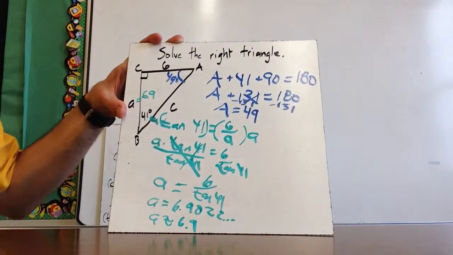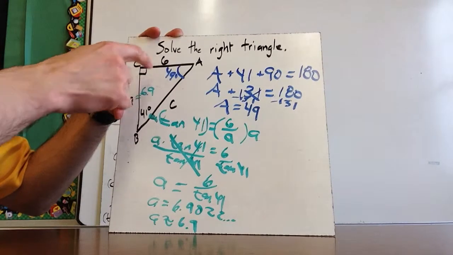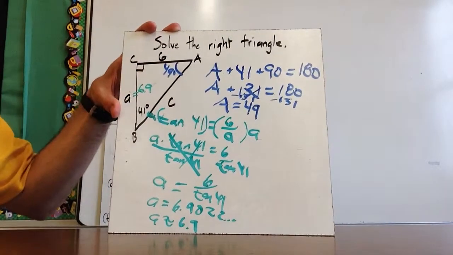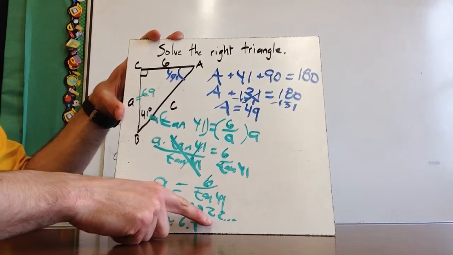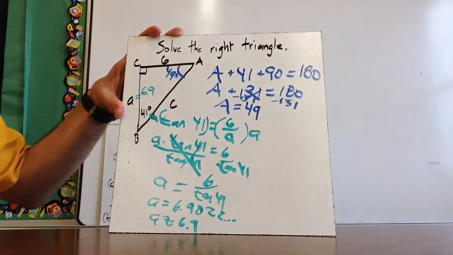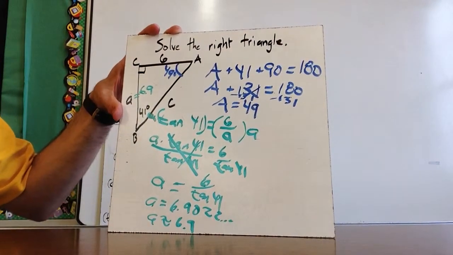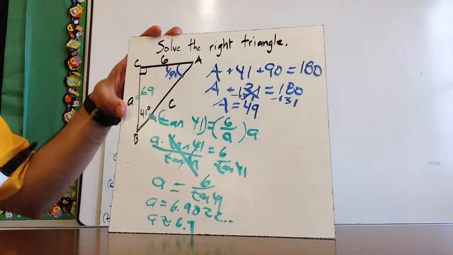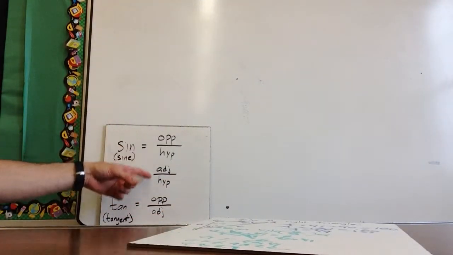Now, I could use the Pythagorean theorem if I wanted to, a squared plus b squared equals c squared, but the problem is that I rounded to get to the 6.9. It's 6.9022 and it keeps going on forever. So I don't want to use the Pythagorean theorem because I'm going to end up having to round. So if I want to find c, which is the hypotenuse, I have a couple of different ways I can do it.